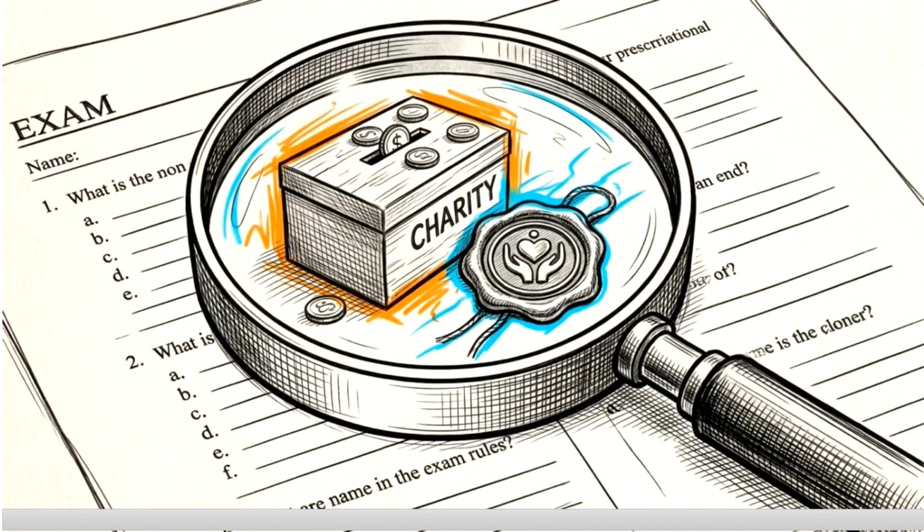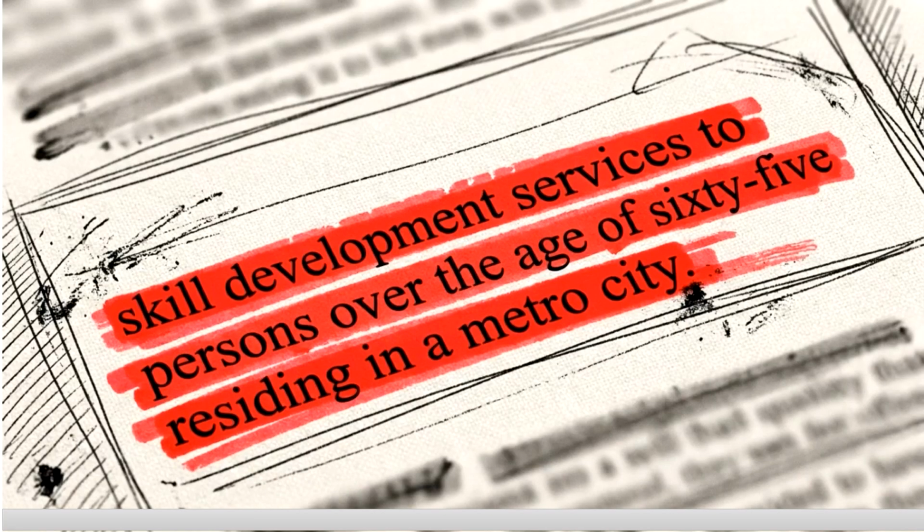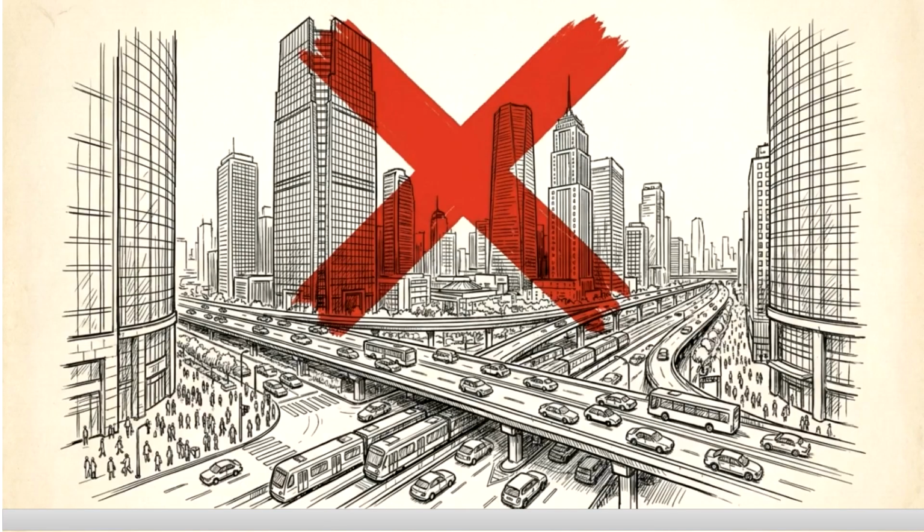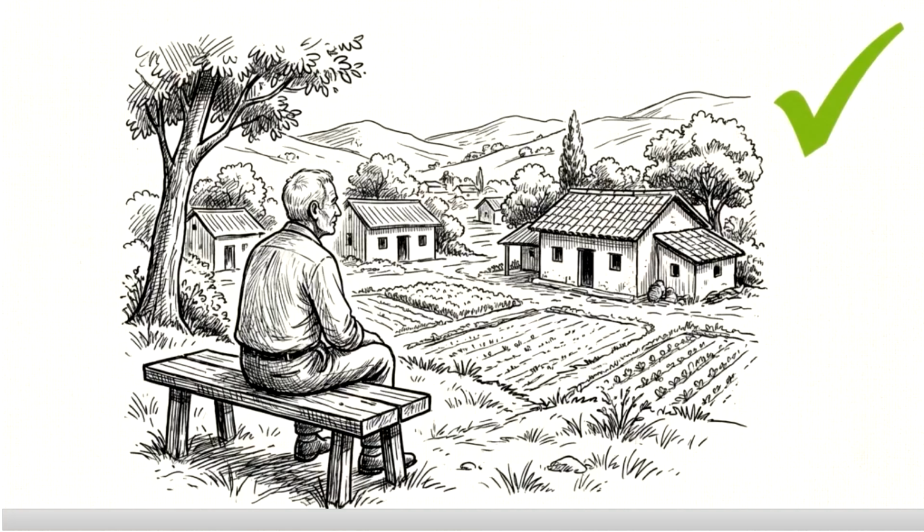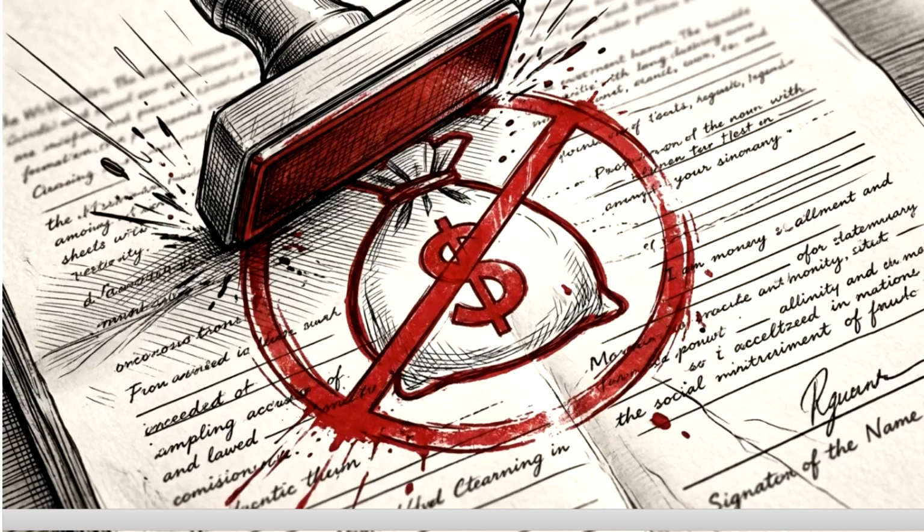Consider the ICAI case study for the ABC Trust. The trust provided skill development services to persons over the age of 65 residing in a metro city. They passed the entity test but fell into an activity trap. The statute defines skill development for the elderly as a qualifying charitable activity strictly if those individuals reside in a rural area. Failing that geographic boundary requirement renders the Section 12AB registration irrelevant, making the entire supply taxable.